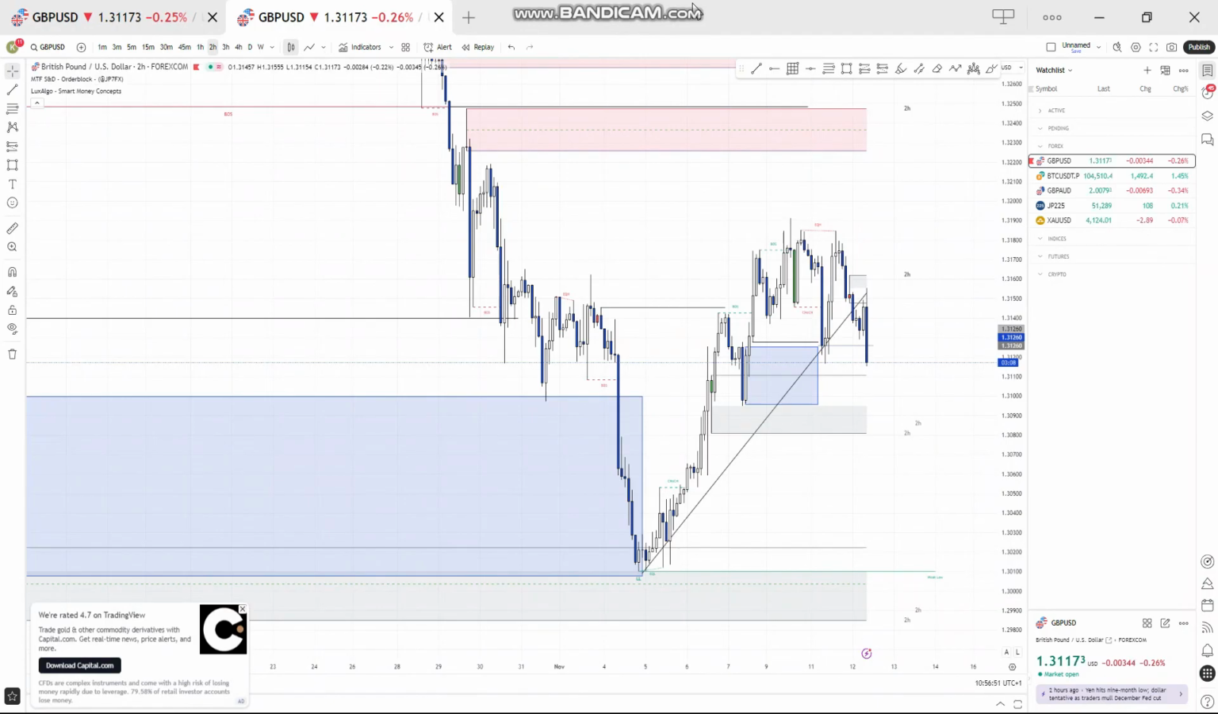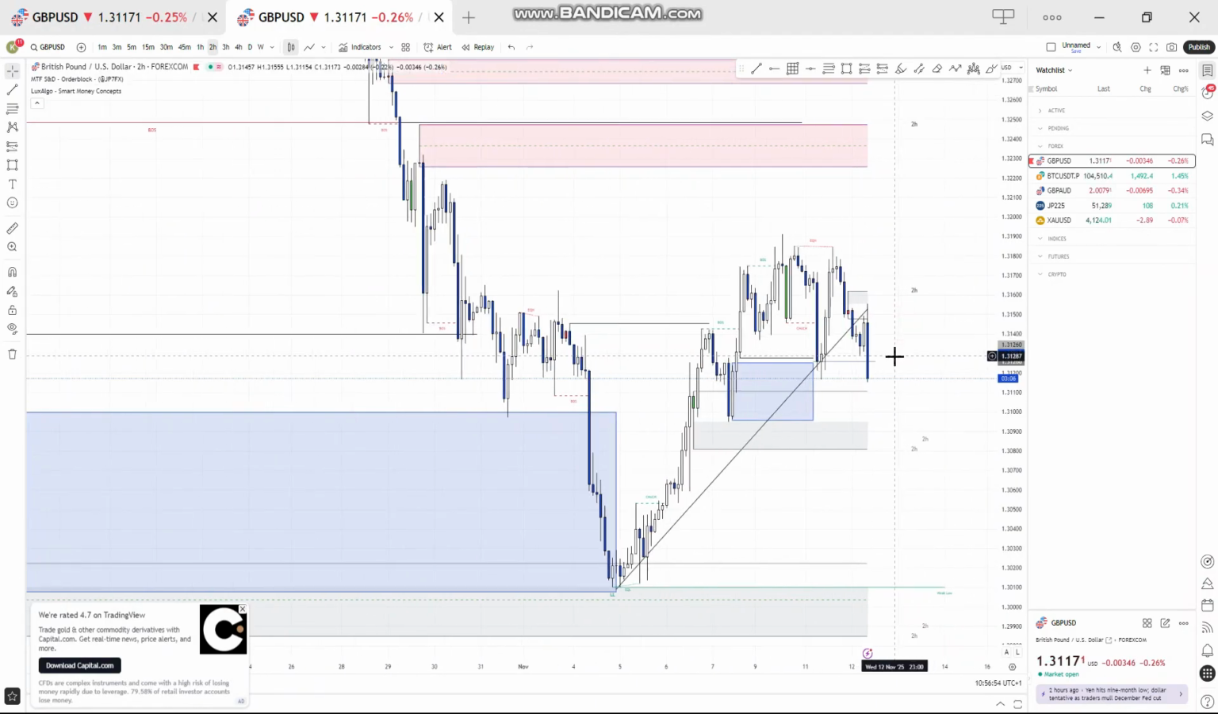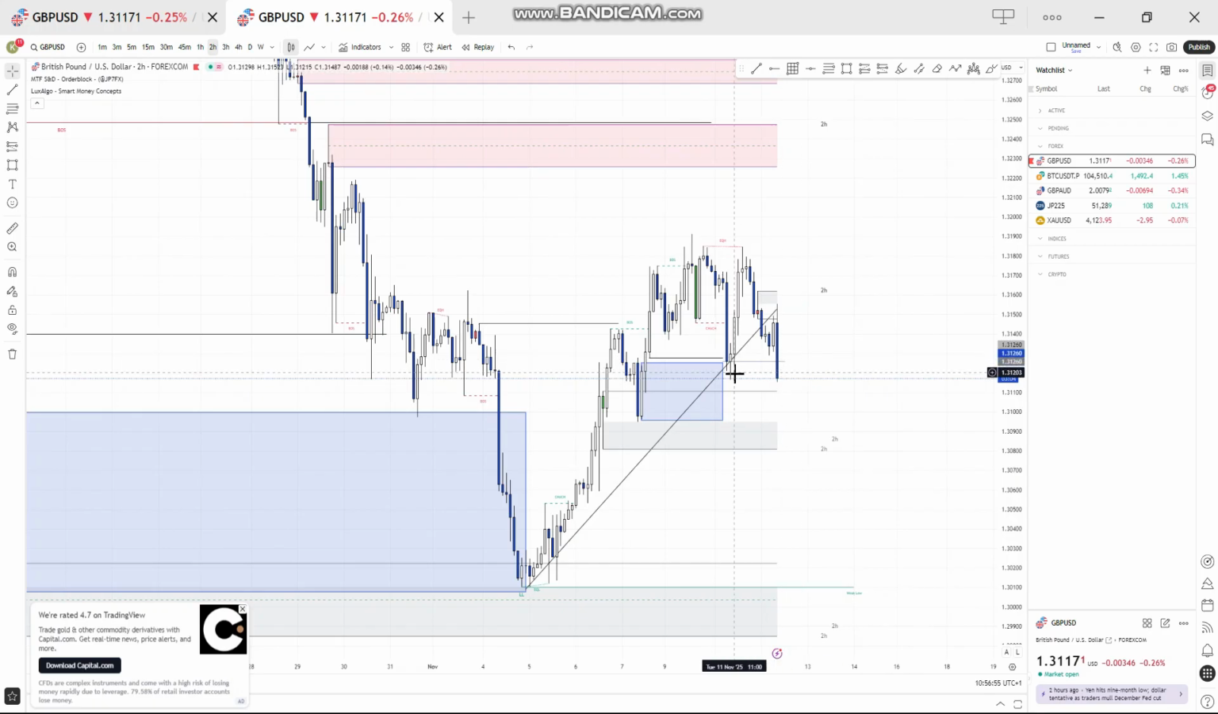Alright, so I've gone out of GBP USD because this was the stop loss. This was the area we're protecting. My stop was just here. We got wicked out for about a $4 loss.